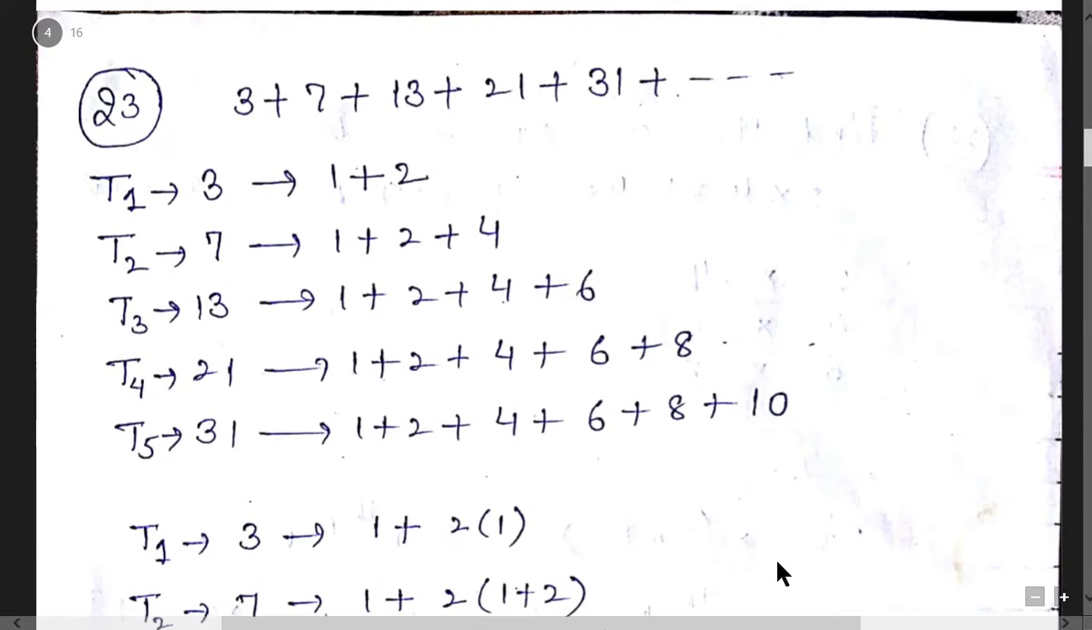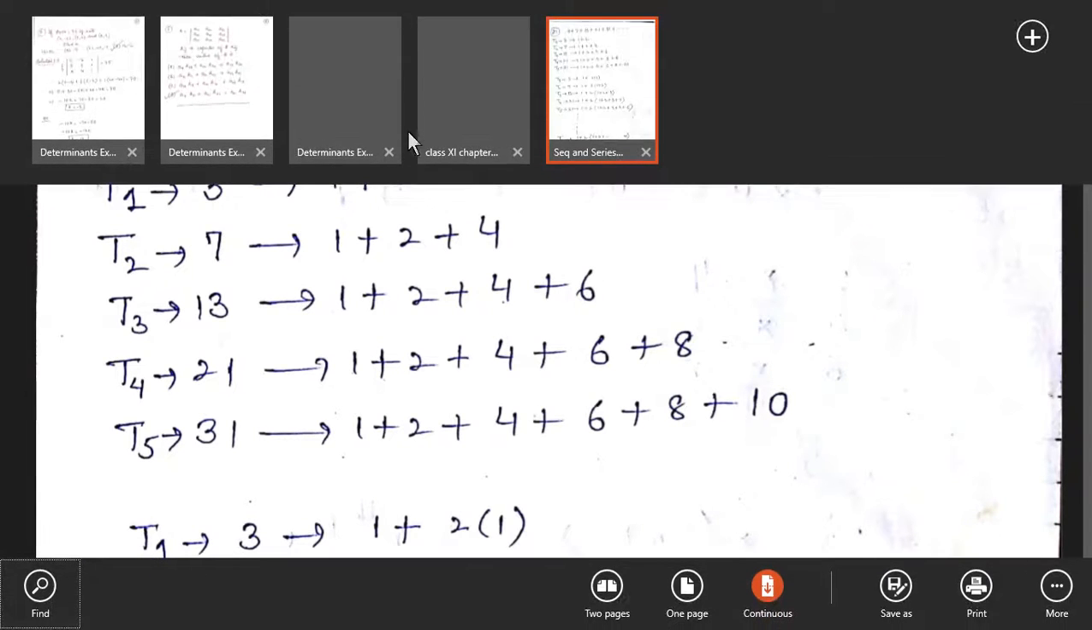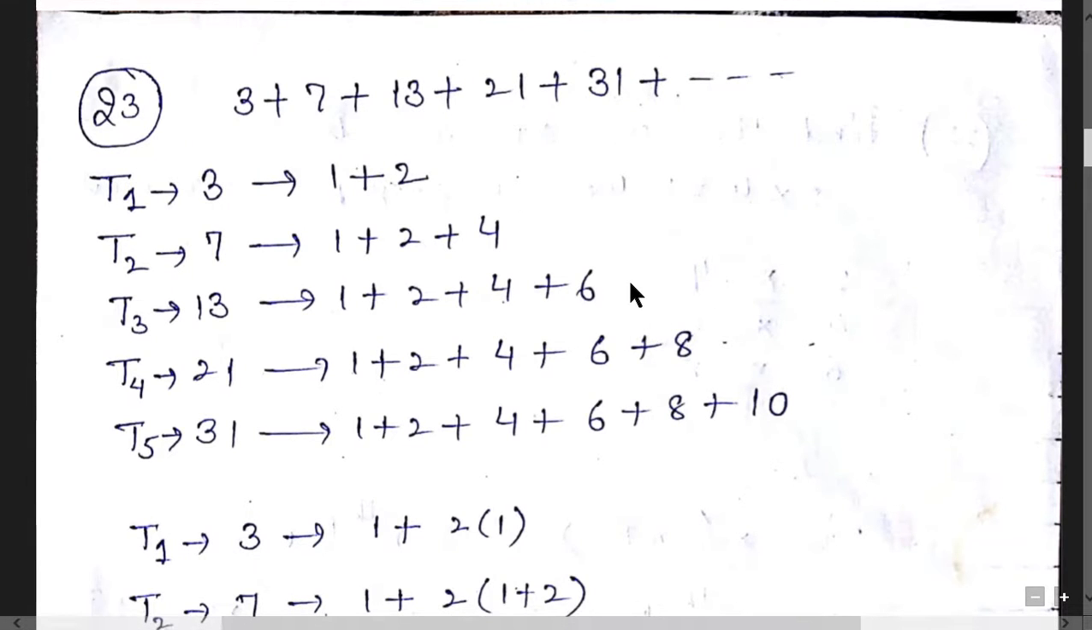Then question number 23. This question is a little bit complicated. You have to find the relationship between the terms. First term is 3, it means you can write 1 plus 2. Second term is 7, you can write 1 plus 2 plus 4. And third term is 13, you can write 1 plus 2 plus 4 plus 6.